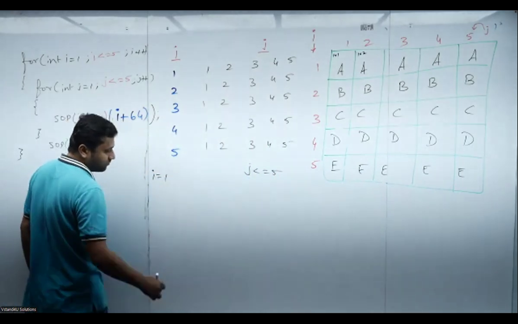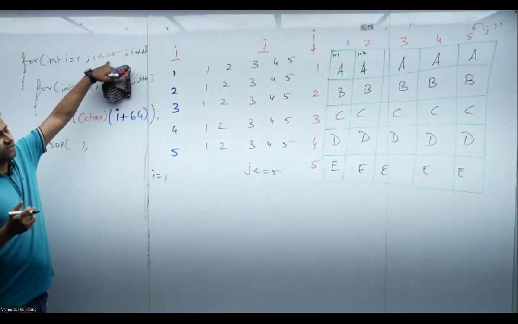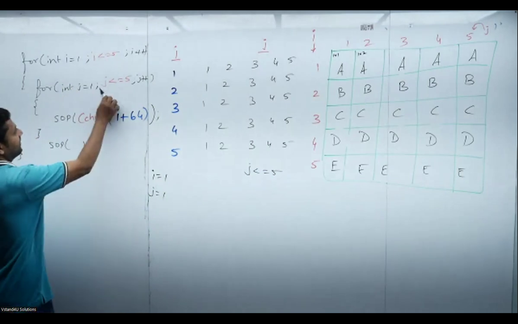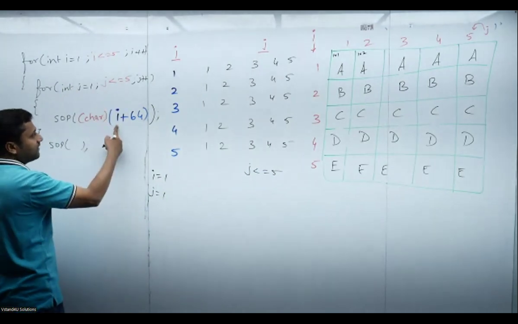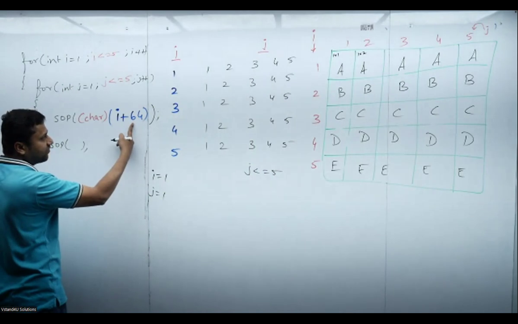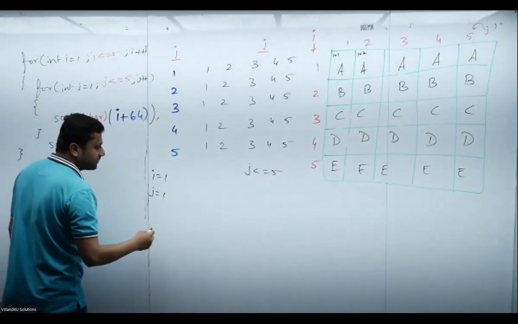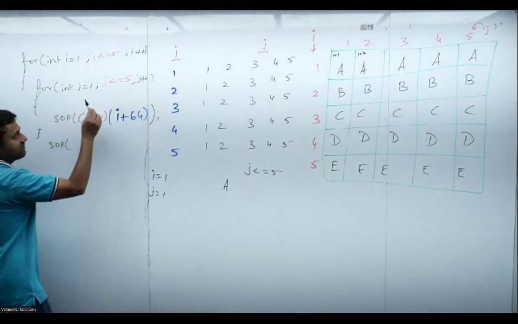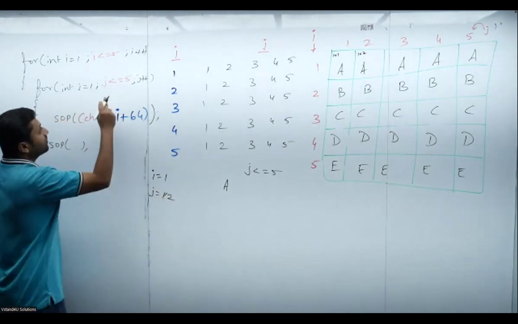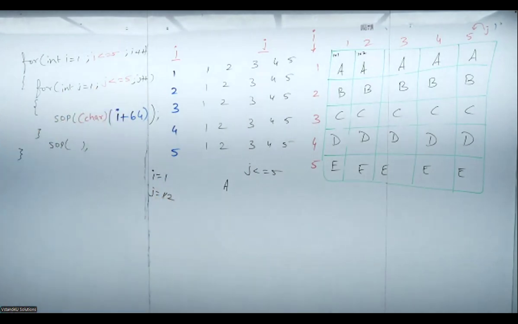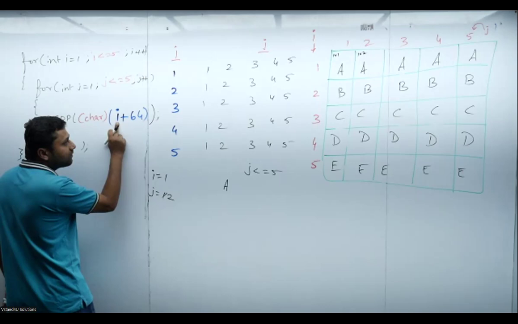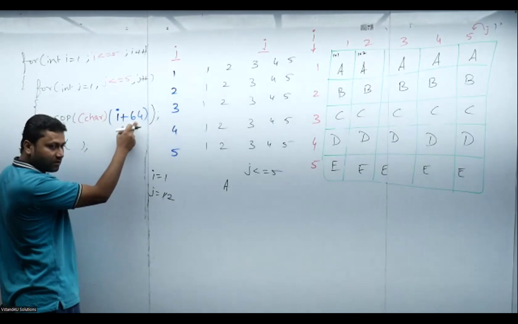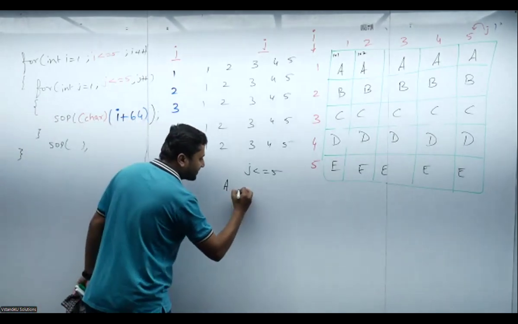I equals 1, less than or equal to 5 condition. Then once again, j equals 1, less than or equal to 5 condition. I plus 64, 65, of character. Let me print A. Done. At the same line, j will be incremented to 2, less than or equal to 5 condition. In that case, I is still 1. I is still 1 plus 64, 65, character at the same line.